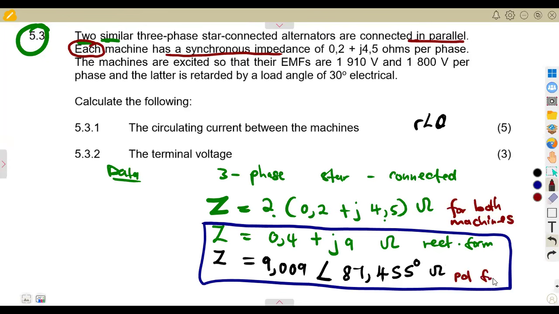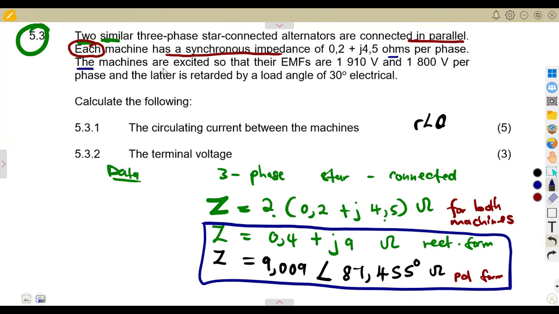So we have got the polar form. So let's leave it like that. Remember, it was per phase. Then we consider this to be like each machine. So for each machine, but for both, you multiply by 2.